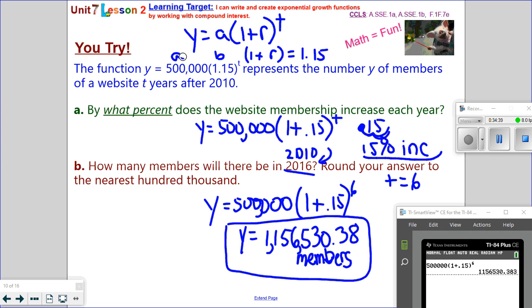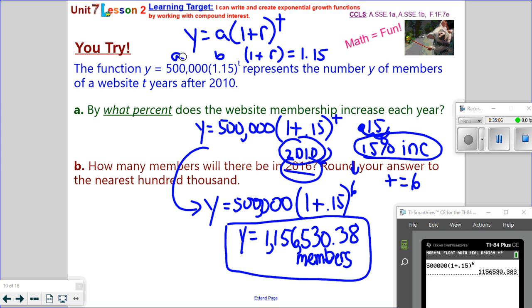That is your rate. That's the membership increase. By what percent? 15%. How many members will there be in 2016? Well, the only difference is that you just write down the equation again. There's the equation. It's y equals 500,000 times 1 plus 0.15, and instead of t, put 6, because from 2010 to 2016, there's 6 years.